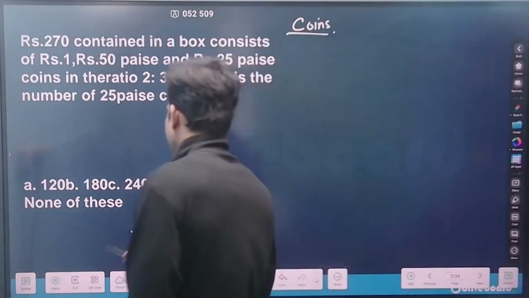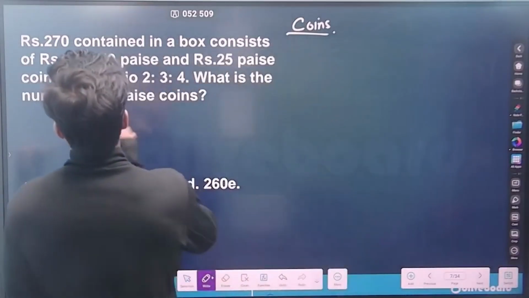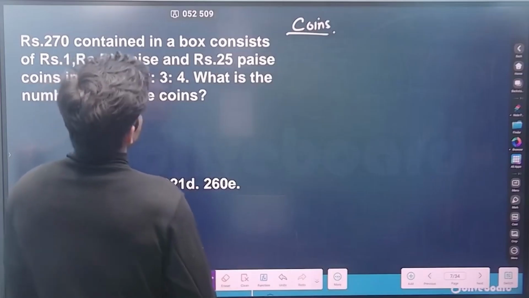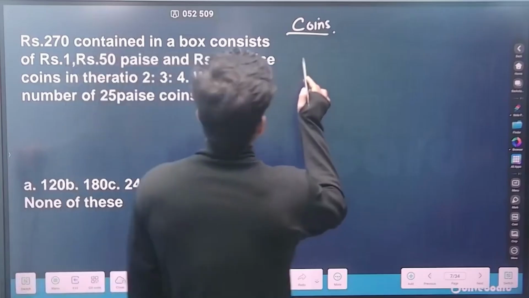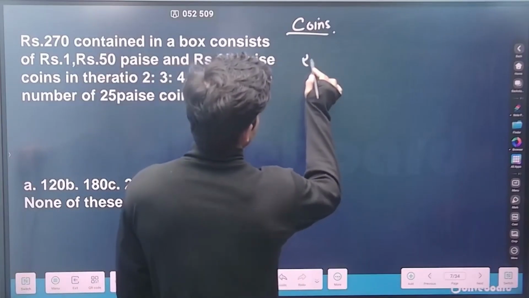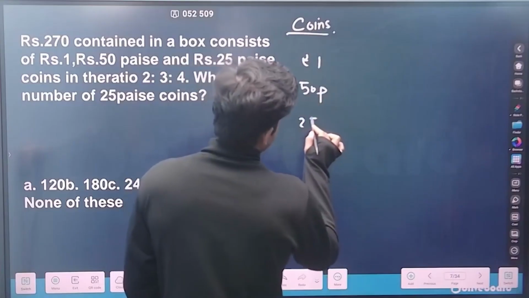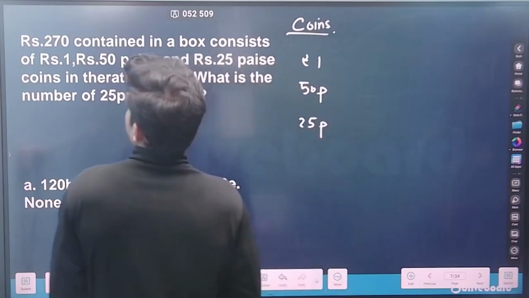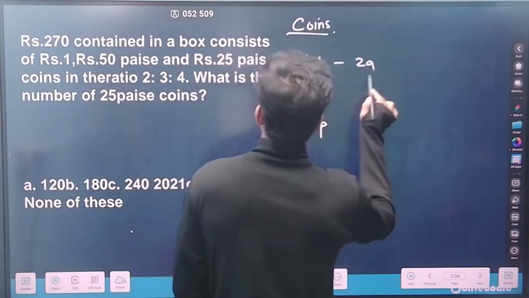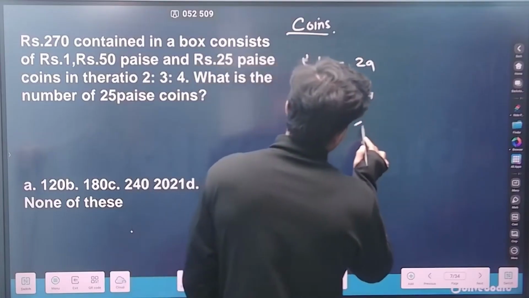So basically, 270 rupees contained in a box consists of 1 rupee, 50 paise and 25 paise coins. So we have 1 rupee, 50 paise and 25 paise. These coins are given to us in the ratio: we have 2A coins of the first, 3A coins of the second, and 4A coins of the third, correct?